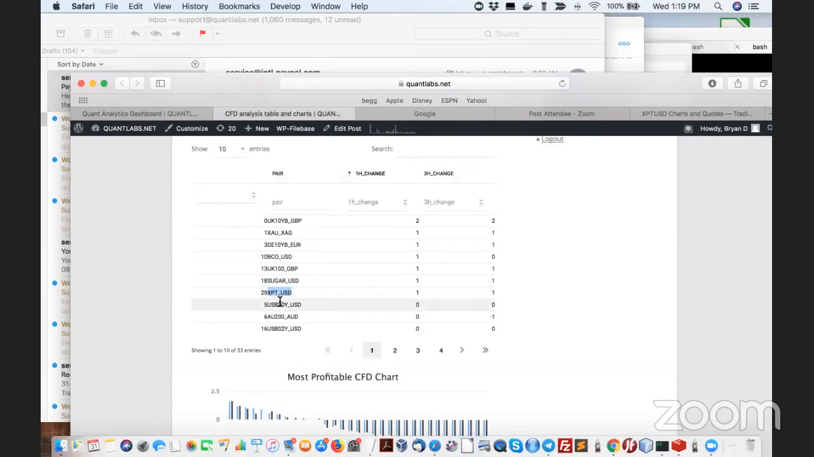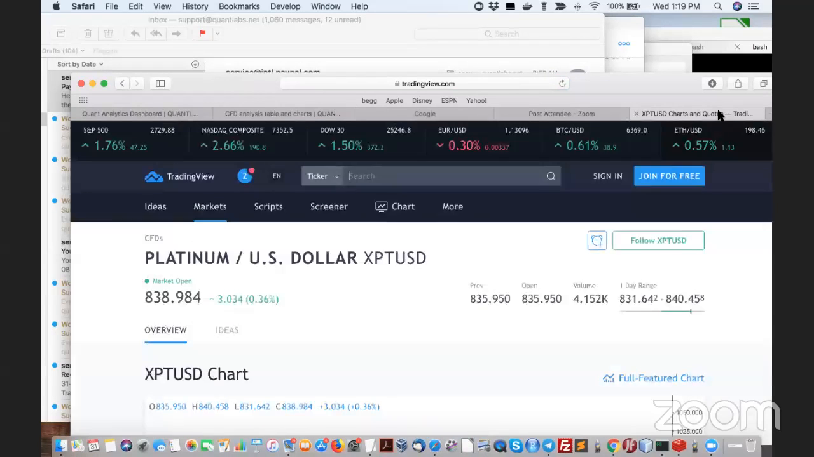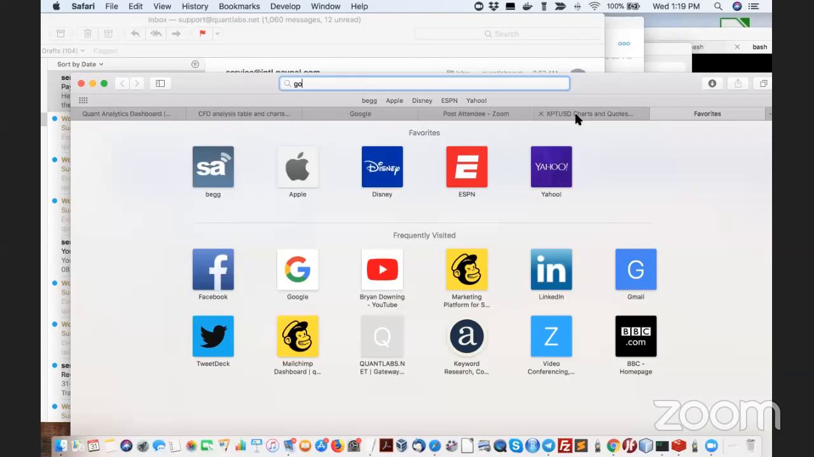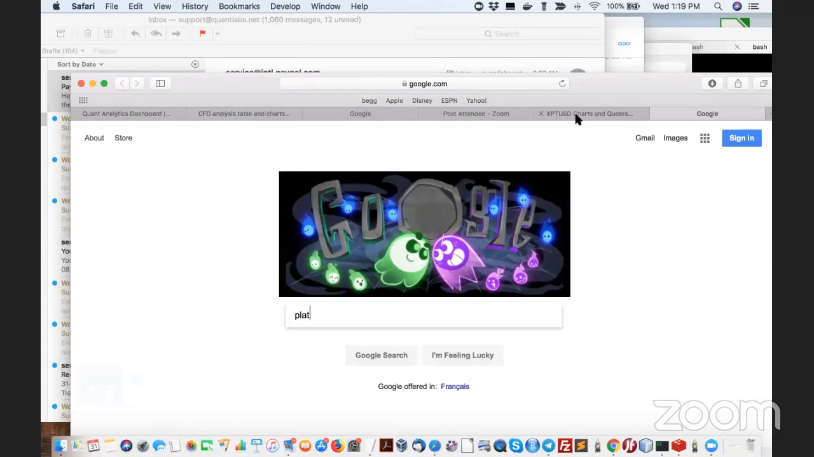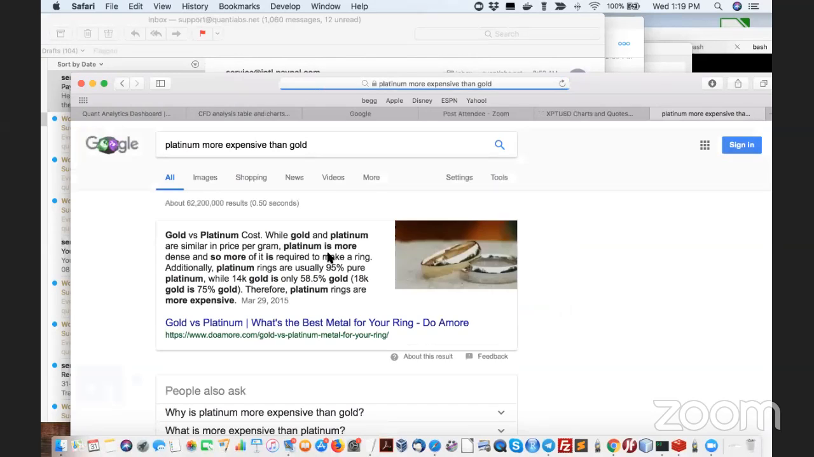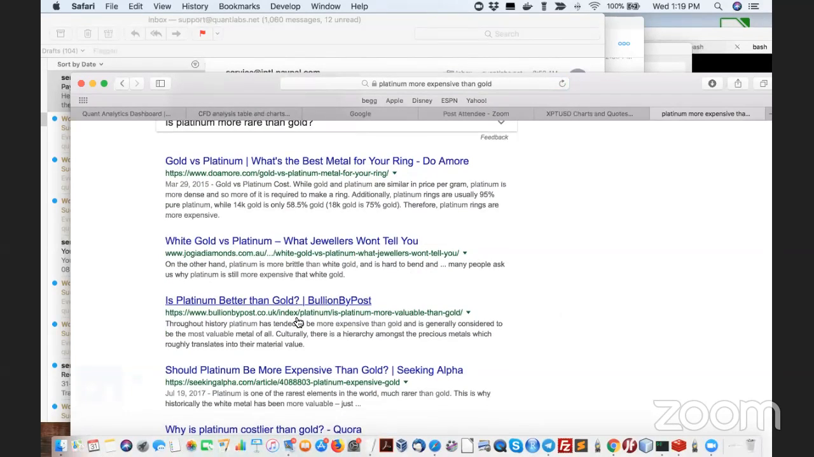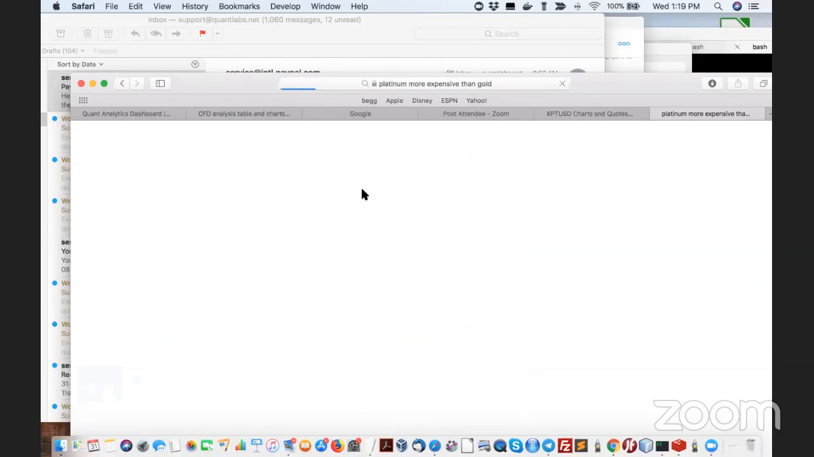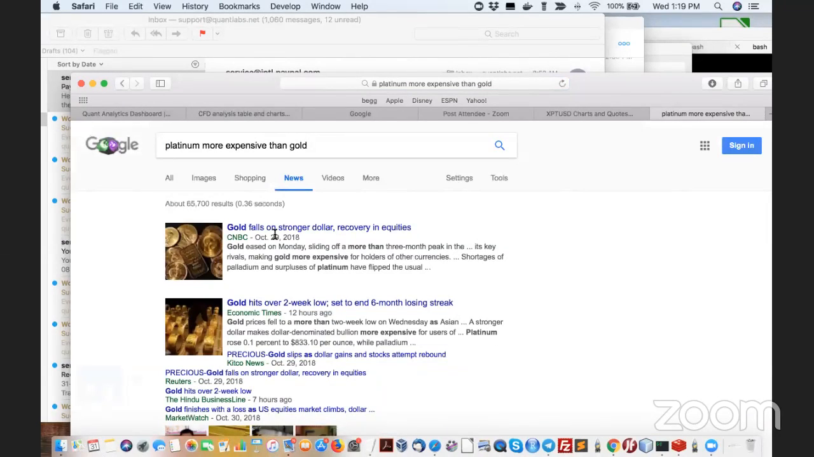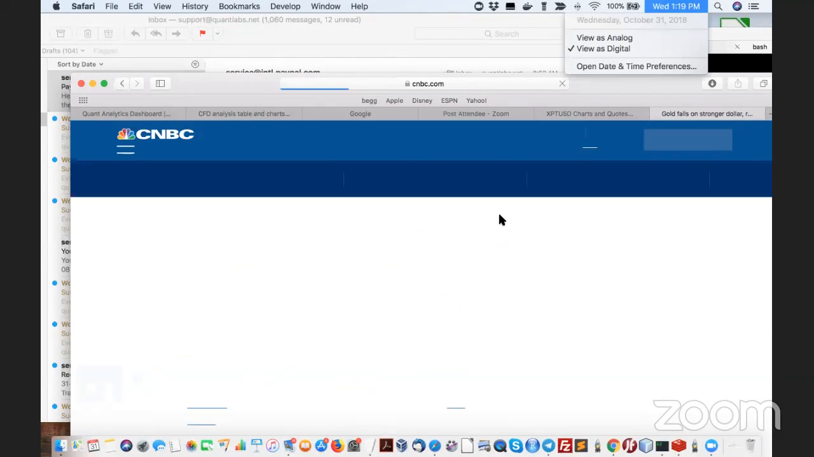These events here are driven by news. I went through my Bloomberg last night, and I found this story. This is on The Verge. So platinum more expensive than gold. Okay. So let me see if I can get that. So I want to show you this, which really surprised me yesterday, but I didn't think anything of it. See, gold falls on stronger dollar, but right here, CNBC article, October 29th, today's the 31st.